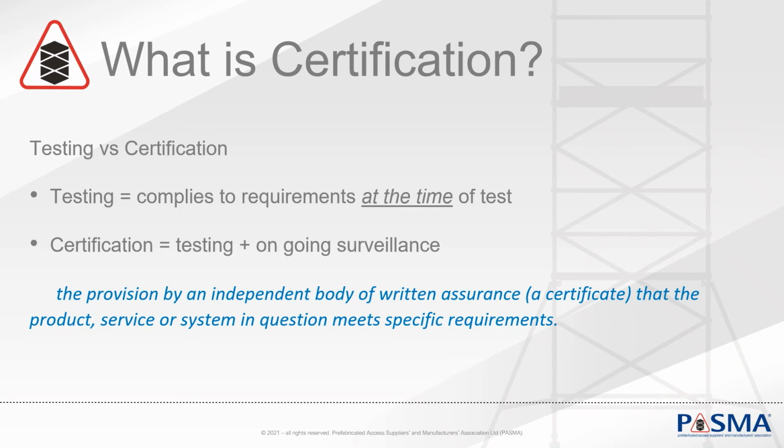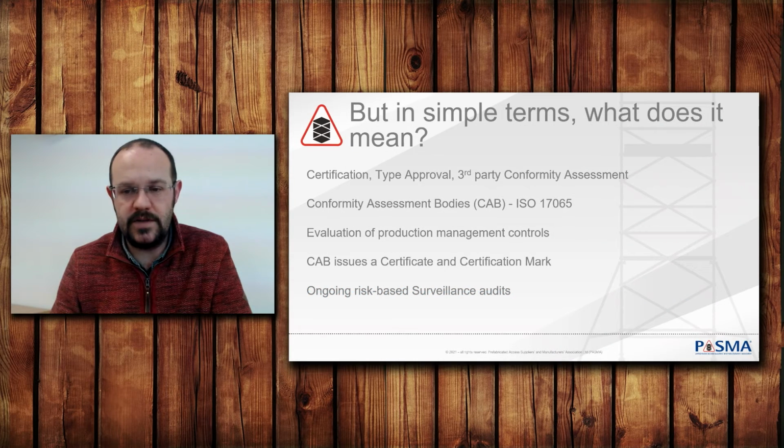Testing takes a sample product through its paces against the requirements of a standard. Certification, with a big C, extends the same scrutiny to the management of the production process. The International Standards Organization, ISO, defines certification as the provision by an independent body of written assurance, a certificate, that the product, service, or system in question meets specific requirements. Certification is a process that a product is put through to prove it meets the requirements of a standard. It can also be known as third-party conformity assessment or type approval. Certification is provided by conformity assessment bodies like the Test and Research Centre, working to the international standard ISO 17065.